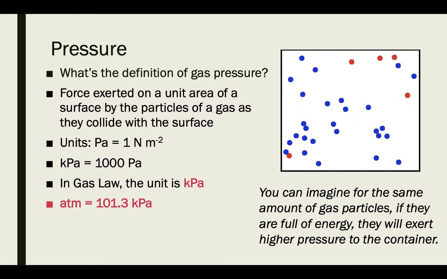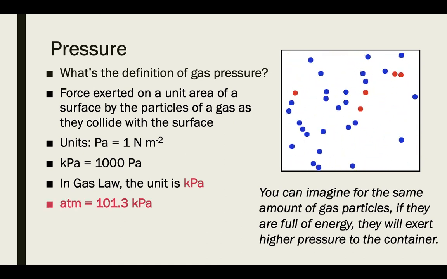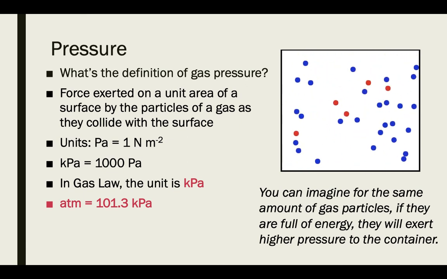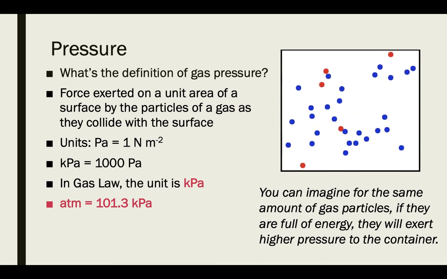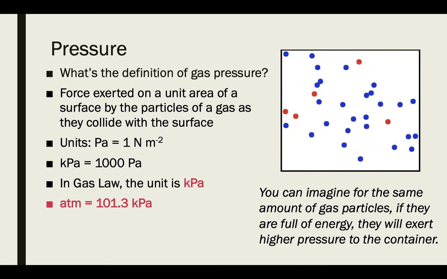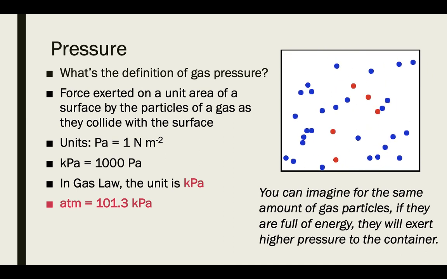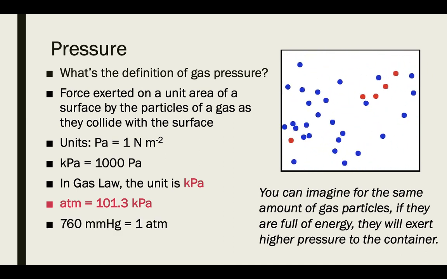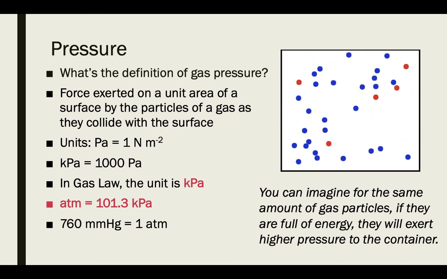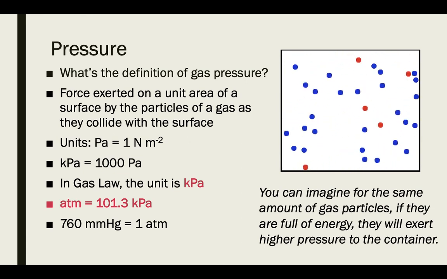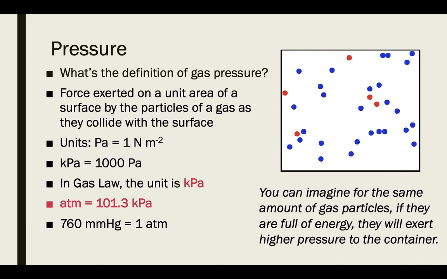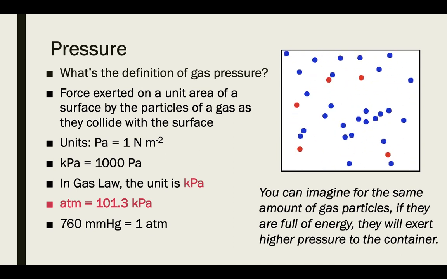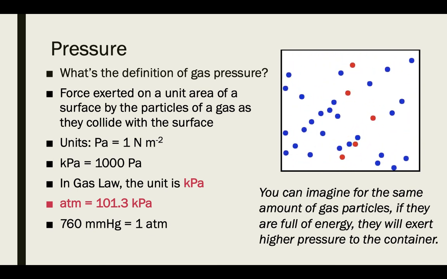Okay. Sometimes we also talk about atm. That's atmospheric pressure, the gas pressure exerted on us by the atmosphere. So that's 101.3 kPa. Sometimes we also use millimeters of mercury to measure gas pressure, especially atmospheric pressure. So 1 atm, that is 101.3 kPa, equals 760 millimeters of mercury.